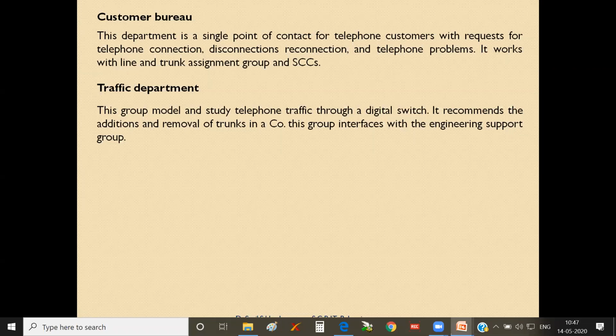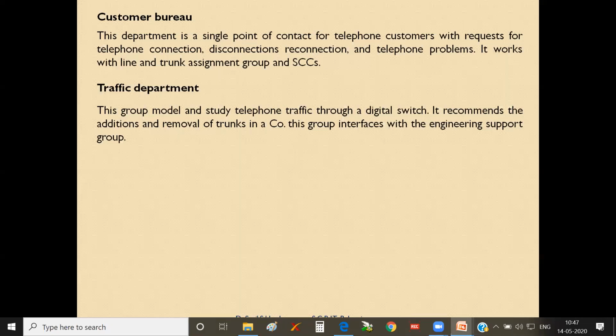We know that. Okay, principal sir is what? A single point of contact for the institutions. Here also, in case of customer bureau, there will be one single point of contact where he has to provide the telephone requests. The customers may request for connections, disconnections, reconnections, and some network problems or telephone problems. He can complain to the bureau.